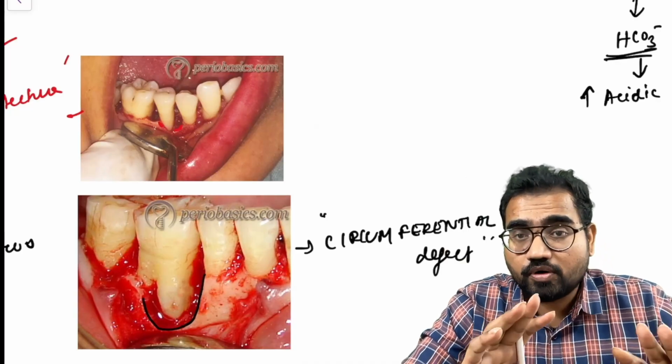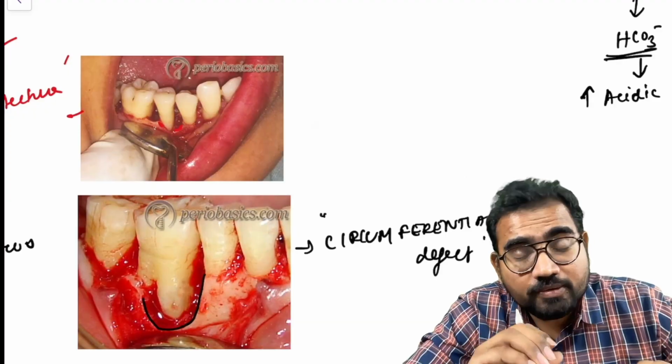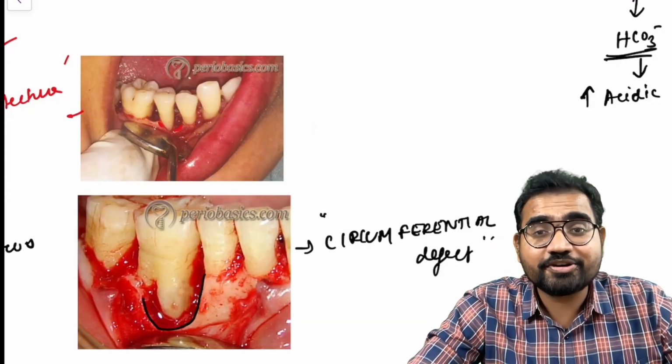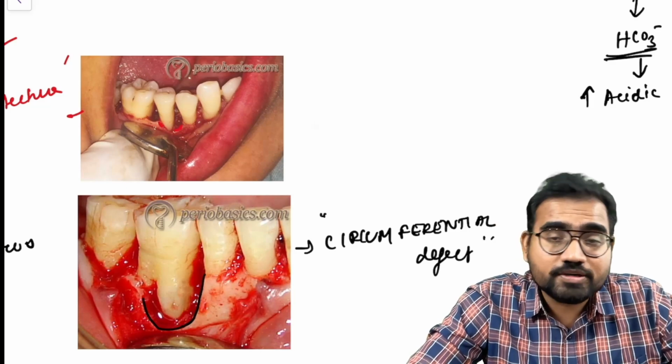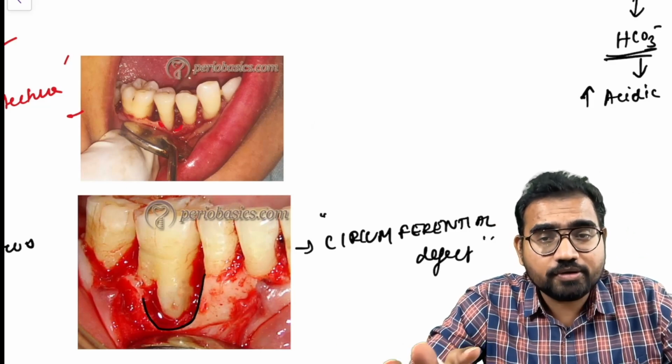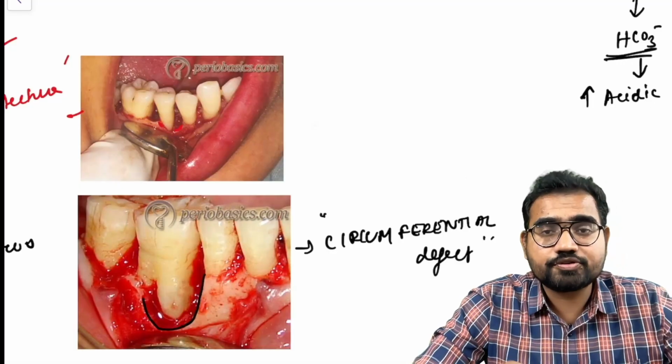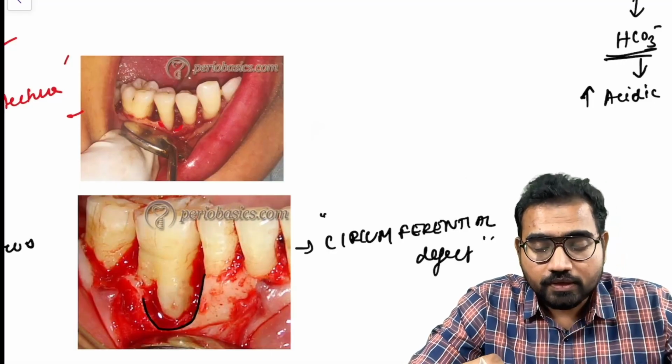You might have read that in trauma from occlusion there will be angular bone loss, in aggressive periodontitis there will be angular bone loss, but in chronic periodontitis, horizontal bone loss. But according to me, that is not true. Let me tell you why.